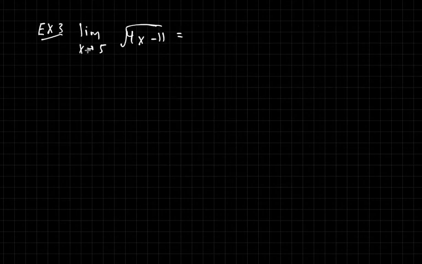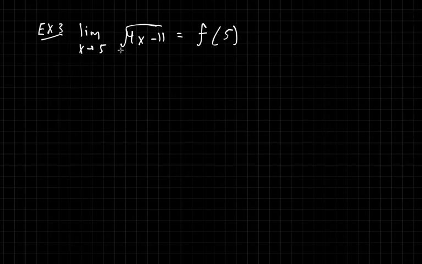So another example, example 3. The limit as x approaches 5 for the square root of 4x minus 11. So this is f of x once again. So we're saying that due to the strategy of direct substitution, this is just equal to f of 5.